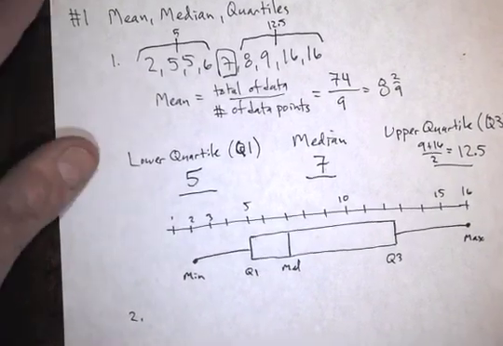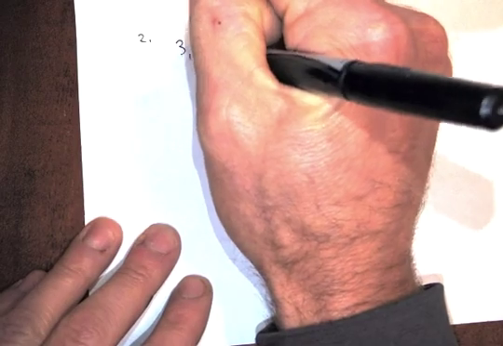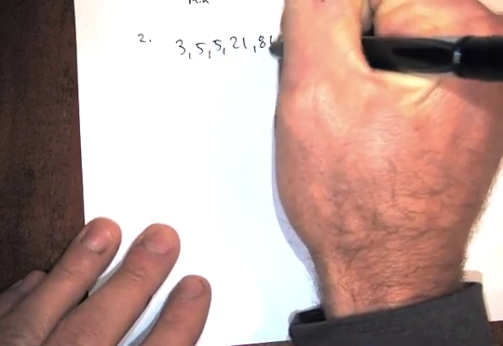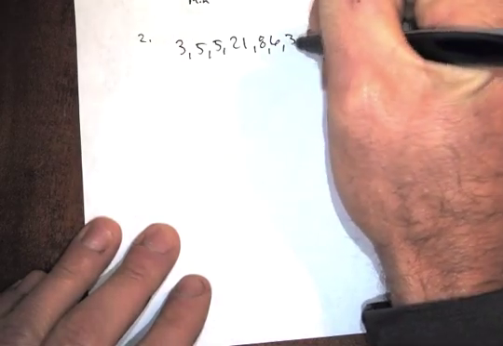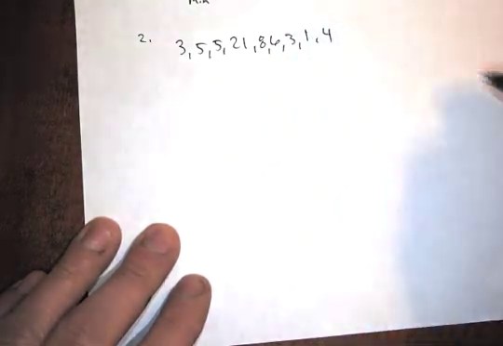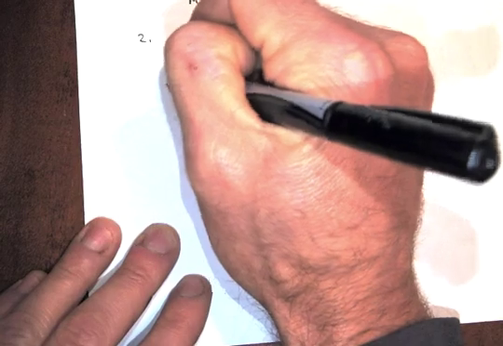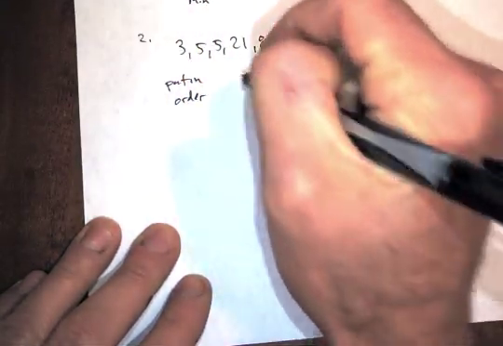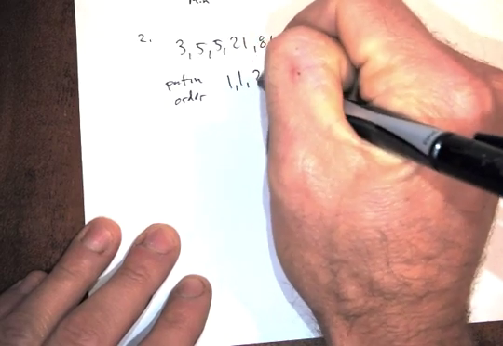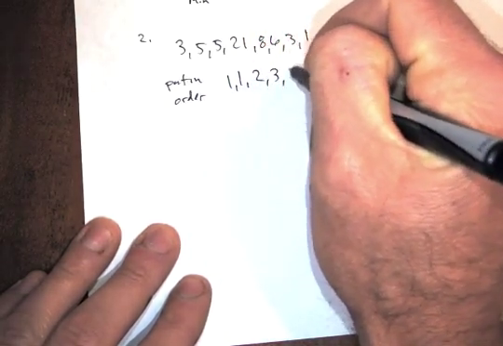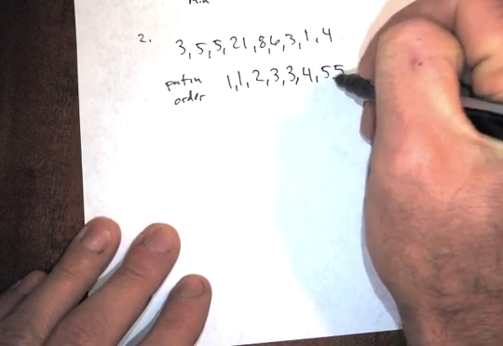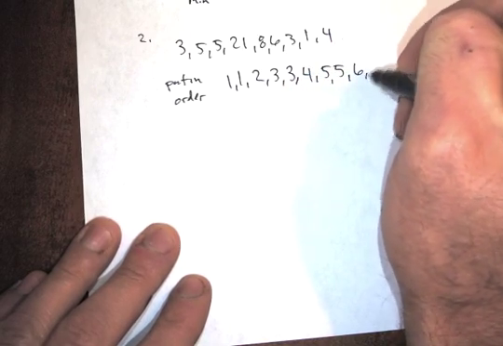Okay, let's do a second example. A different set of data: 3, 5, 5, 2, 1, 8, 6, 3, 1, 4. The first thing is to put them in order. If it's not in order, you need to put the numbers in order. I already did that here: 1, 1, 2, and so on. List every number, even if it shows up more than once. 4, 5, 5, 6, and 8.